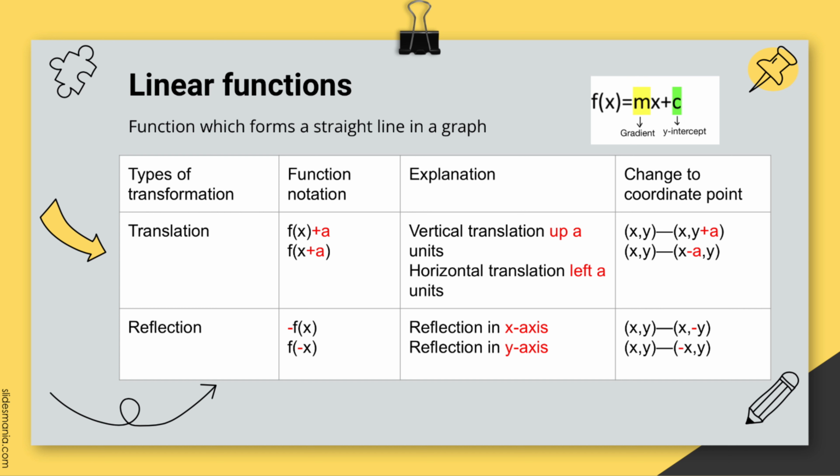The second transformation is reflection. The first function notation for reflection is -f(x). When the negative is in front of the f(x), it means that it is a reflection in the x-axis, and the coordinate point will change from (x, y) to (x, -y). The second function notation is f(-x). When the negative is inside the bracket with x, it is a reflection in the y-axis. The coordinate point will change from (x, y) to (-x, y).